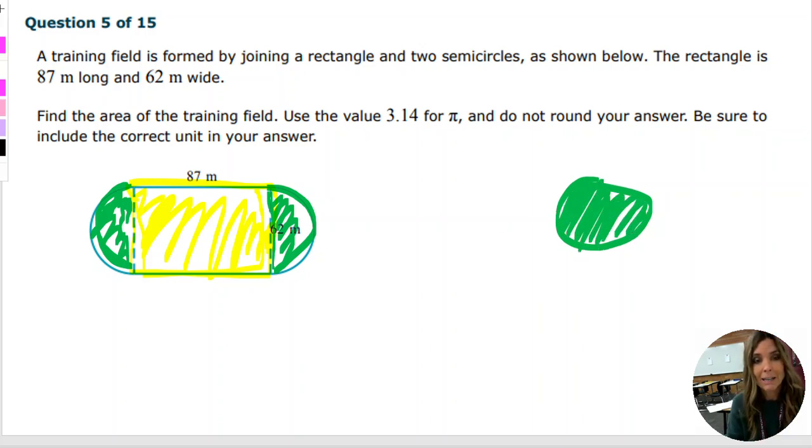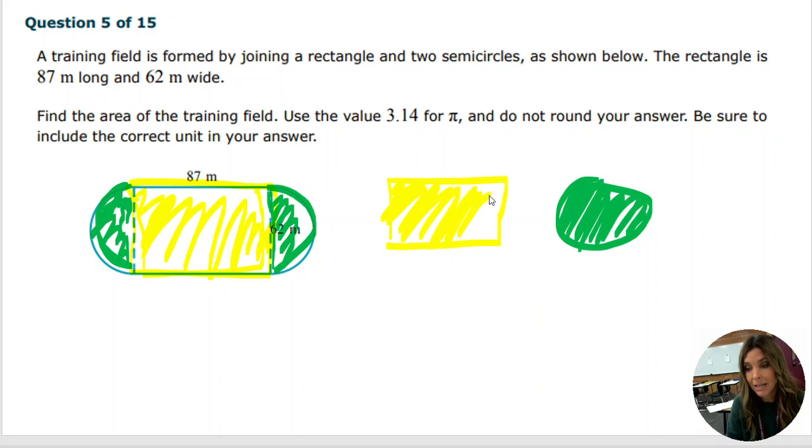So basically, if we're finding the area of this training field, we're going to have to add the area of the rectangle with the area of one circle. Okay, now for our rectangle, we know our base is 87. We know our height is 62. So for the area of a rectangle, we do base times height.